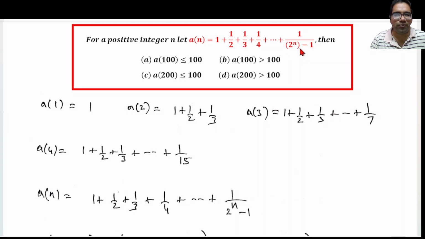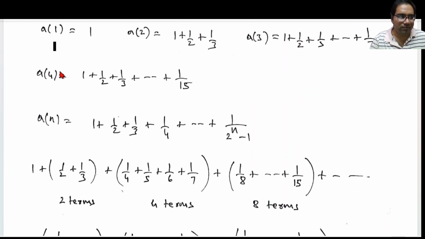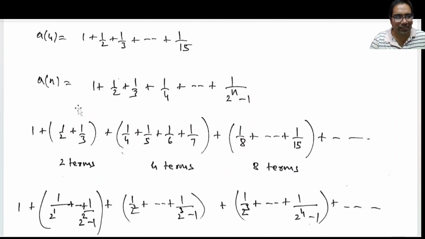Clearly, this 2 power n is there, right? It is something related to 2. Let us use that hint. So the series has to do something with 2, because everywhere the number of terms is just 2 power n minus 1. Here 15, 7, 3: it is 4 minus 1, 8 minus 1, 16 minus 1. The next ones will be 32 minus 1, 64 minus 1, likewise, right? So A of n will be up to 1 by 2 power n minus 1. Let us take this A of 4.